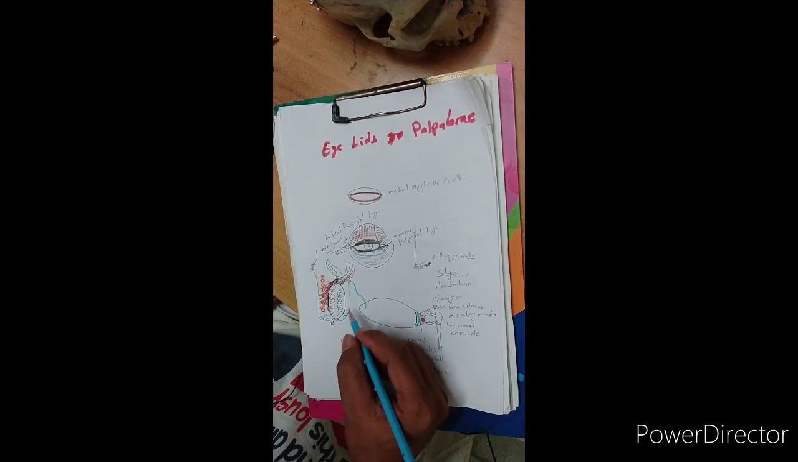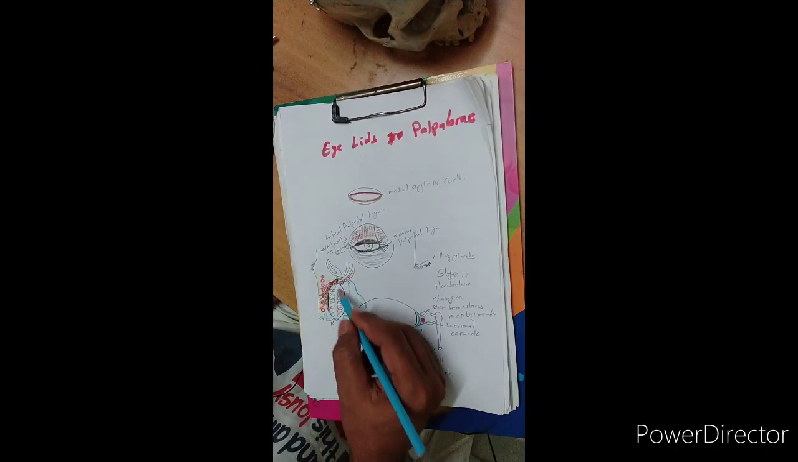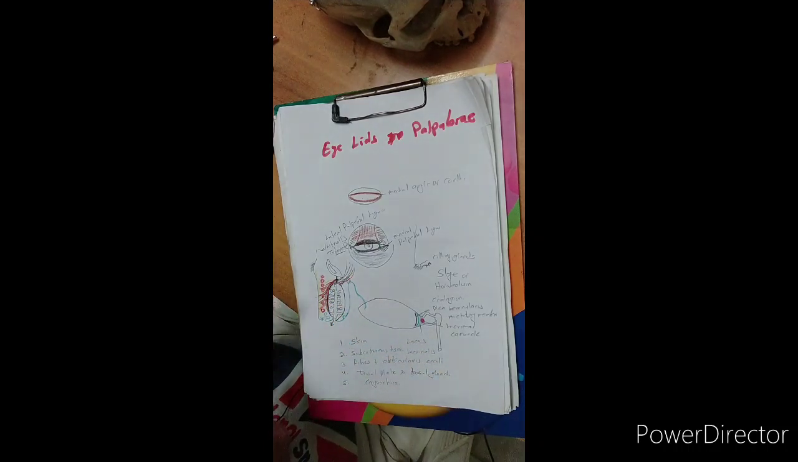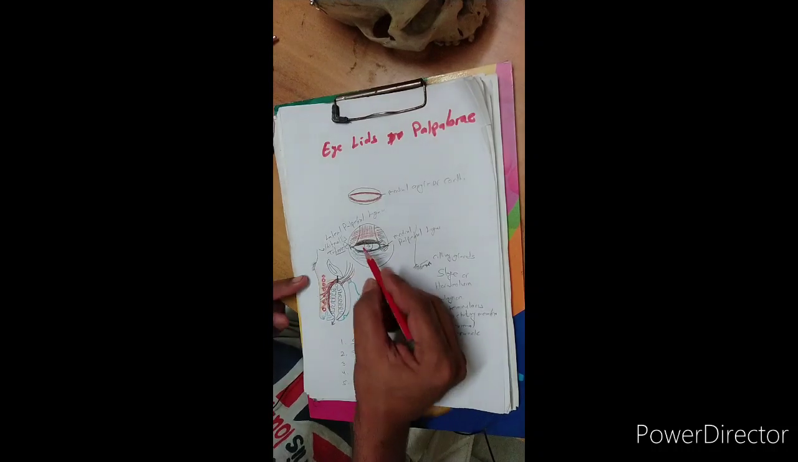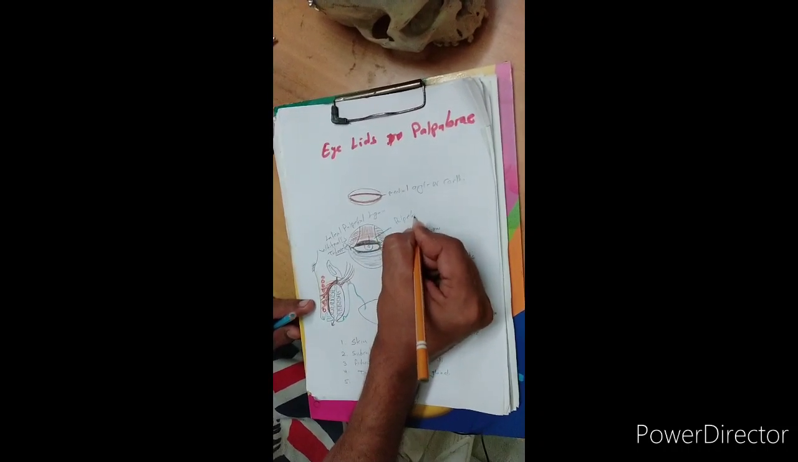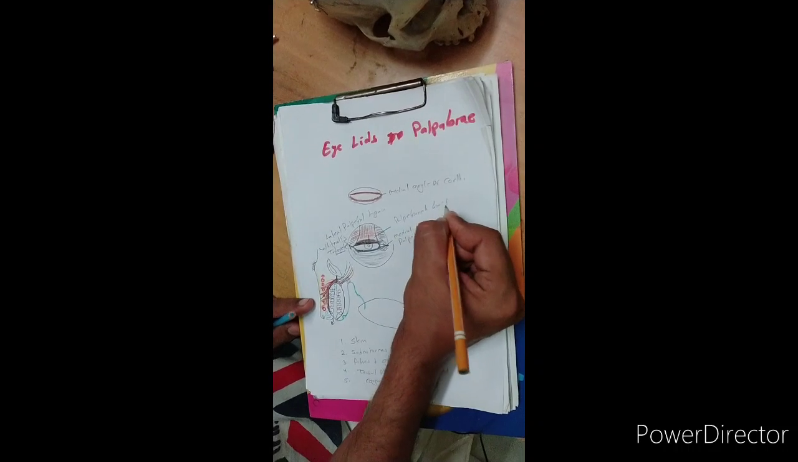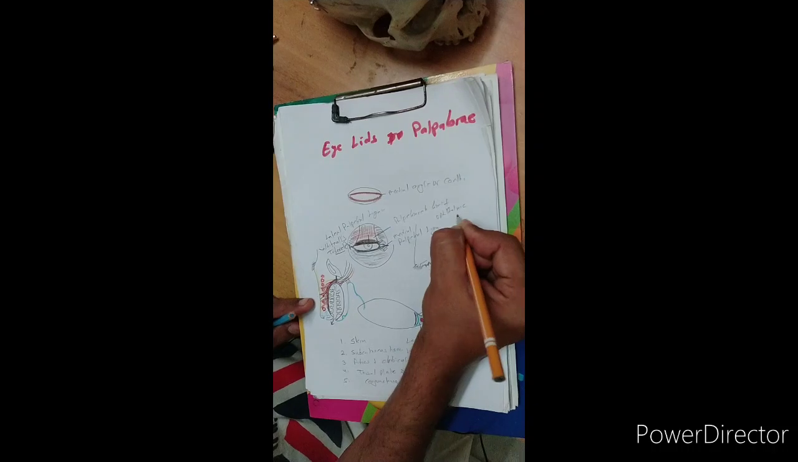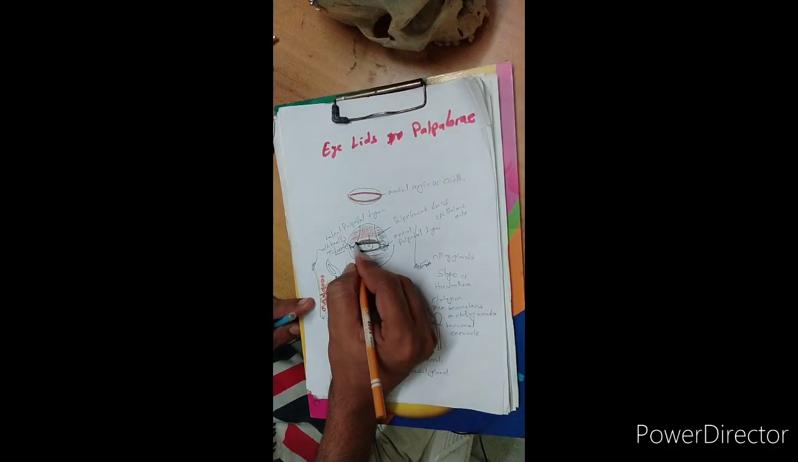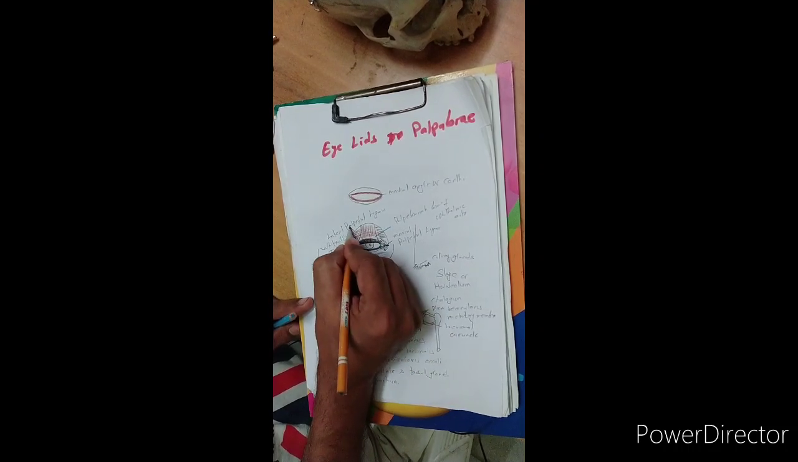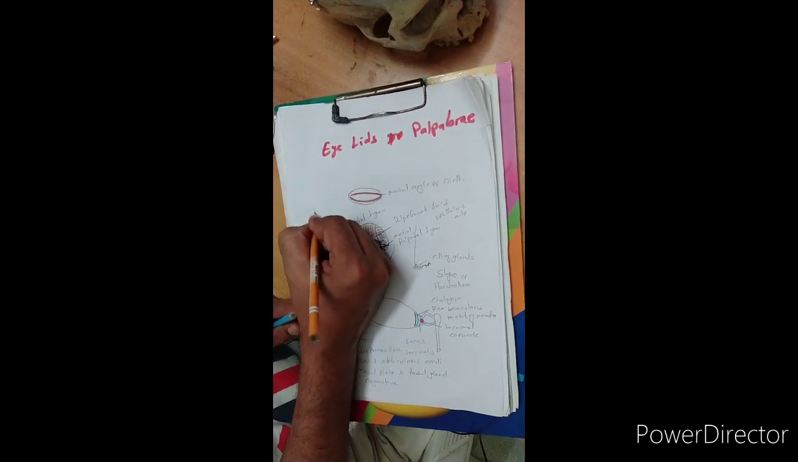Now what is the blood supply of the eyelid here? The eyelid is supplied by the lateral and the medial sides. Medially it is supplied by the palpebral branch of the ophthalmic artery, while the lateral half is supplied by the lateral branches of the lacrimal artery.